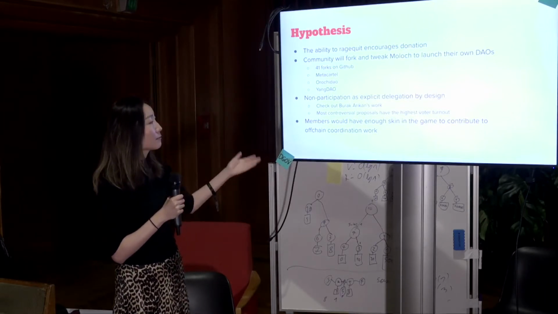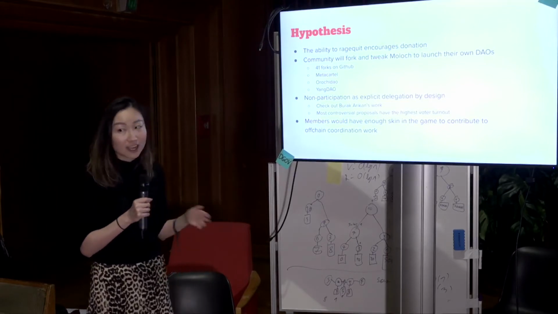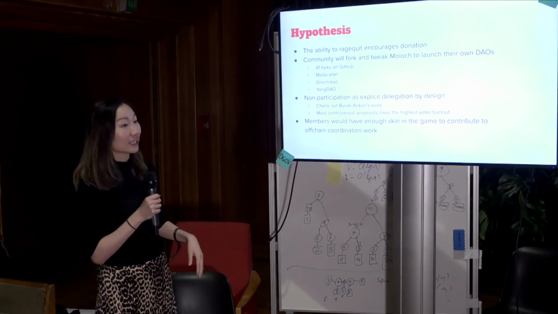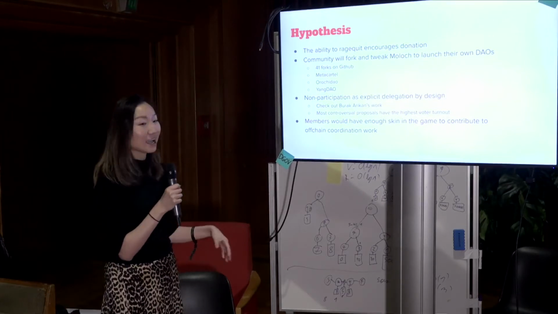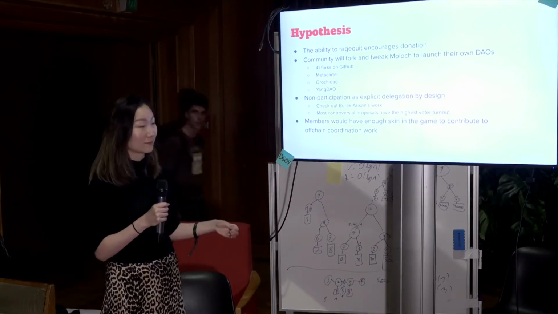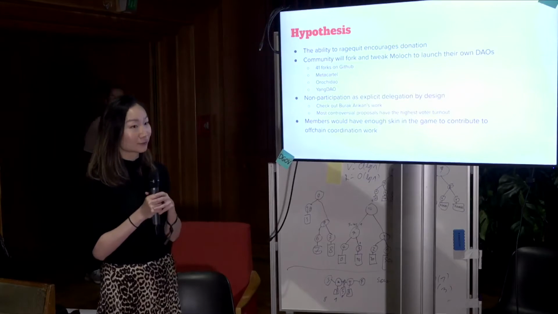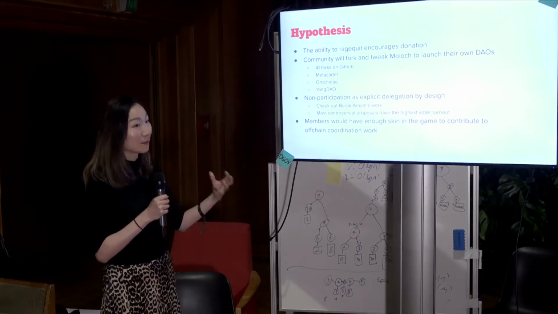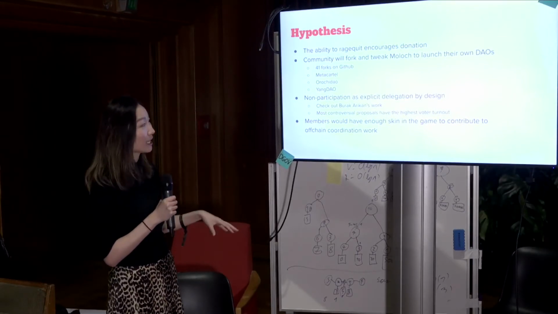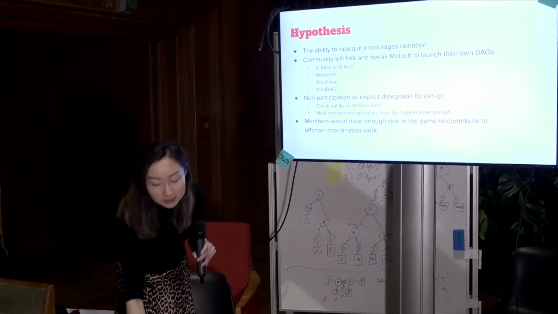And we thought members would probably have enough skin in the game to contribute to off-chain coordination work. That turned out to be not true. We realized that people all have their full-time jobs, and no one actually has the capacity to put in a lot of work, besides maybe one or two people. So I think we're probably going to bring on someone, or have some initial member doing the full-time coordination work and just pay that person through the Moloch treasury as a grant.